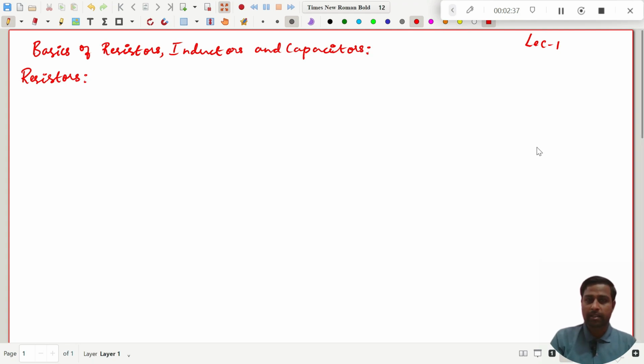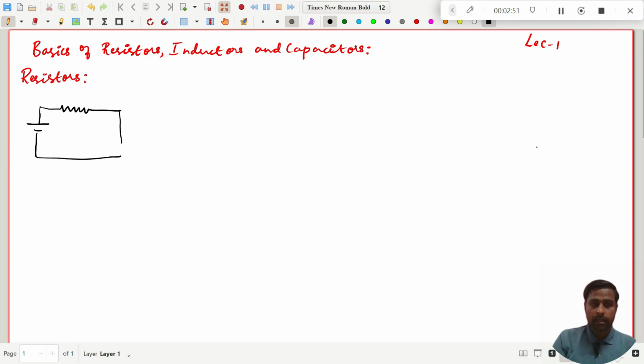To explain resistors, I want to draw a circuit. A voltage source is connected across the resistor. This is the circuit. This is resistor R, with the voltage source V. My current will flow in this direction, that means from minus to plus. So, this will be I.